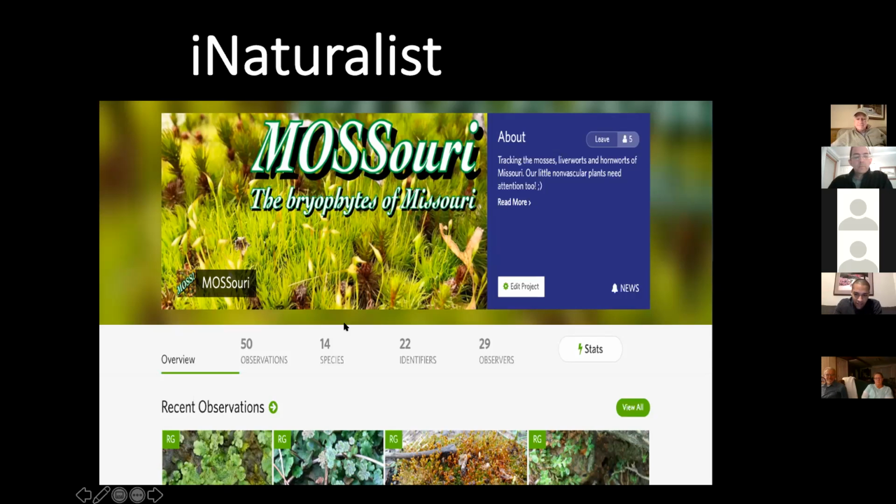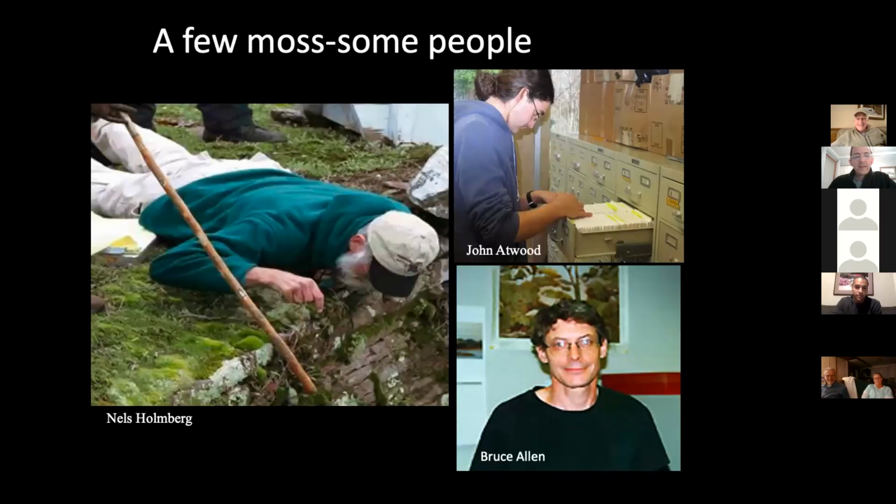I think this screenshot was taken last year, but you can see there are 14 species. We have 323 species in Missouri. So come on, we need to get on this.